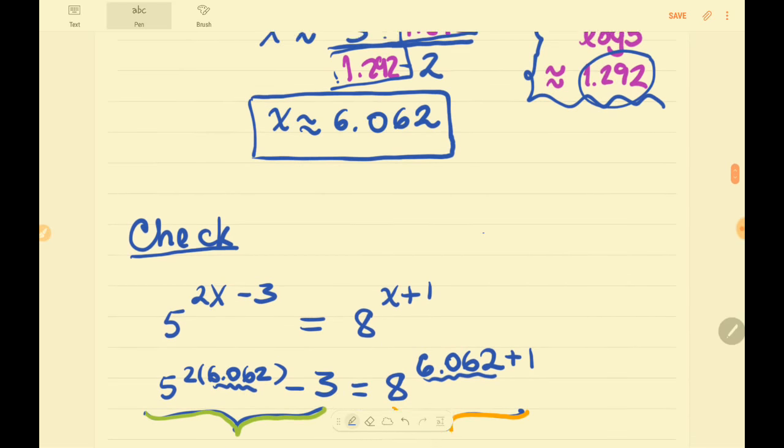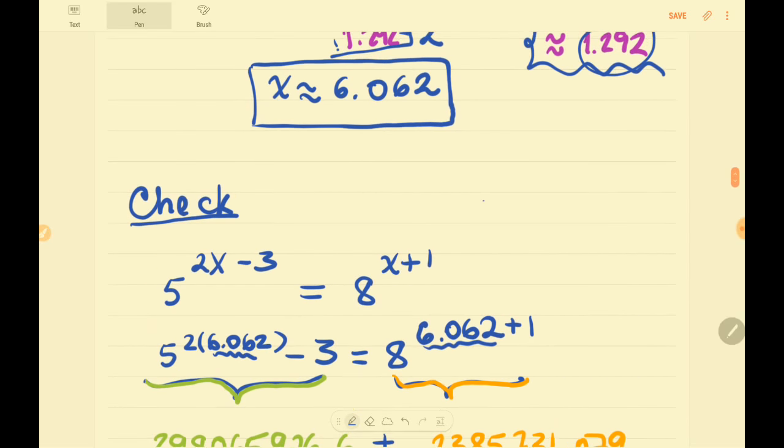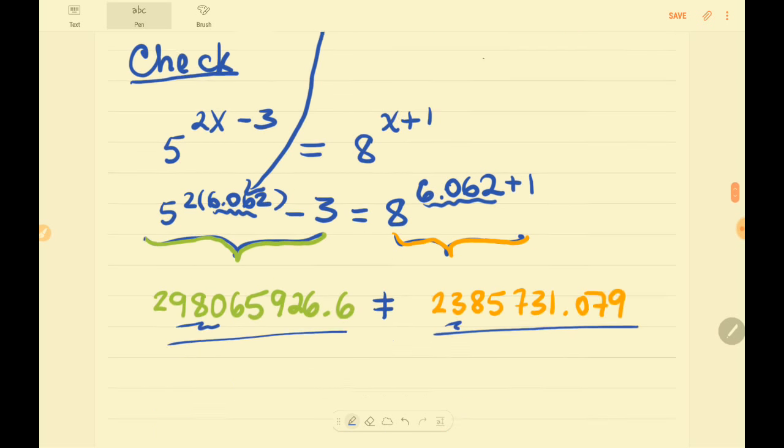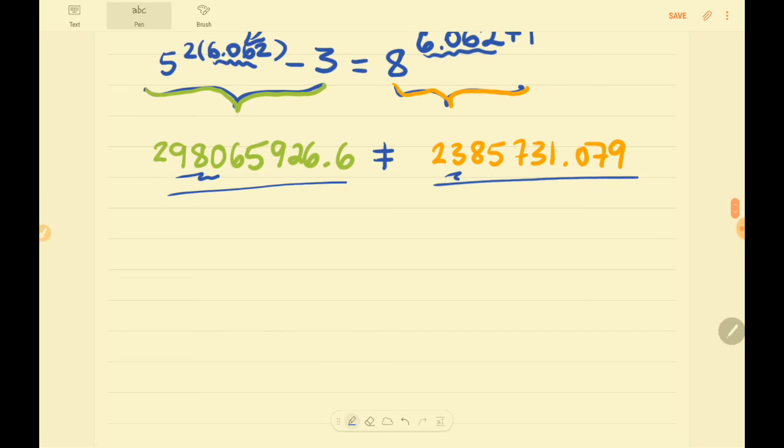However, when I check my answer, instead of typing in the rounded value here, I can refer to the cell that contains the full exact quantity. And then I won't have a problem like this. The two sides will actually be equal in that case.